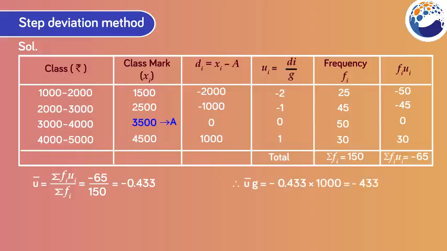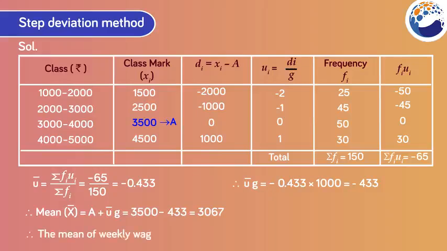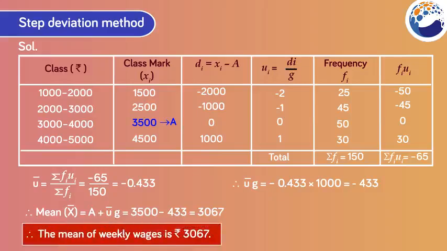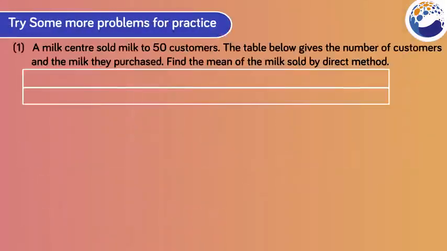Then we find the mean x bar, which is equal to A plus u bar into g, is equal to 3500 minus 433, which is equal to 3067. Therefore, the mean of weekly wages is rupees 3067. Try some more problems for practice.